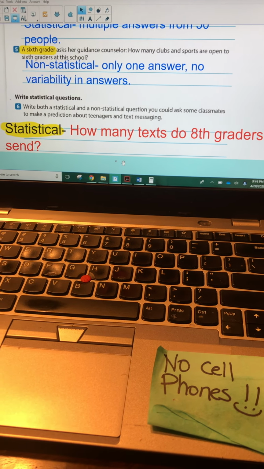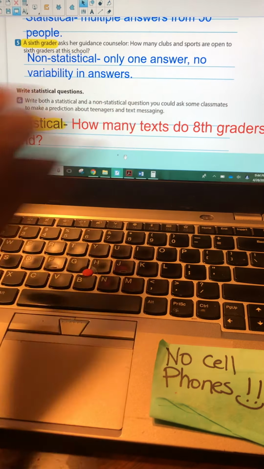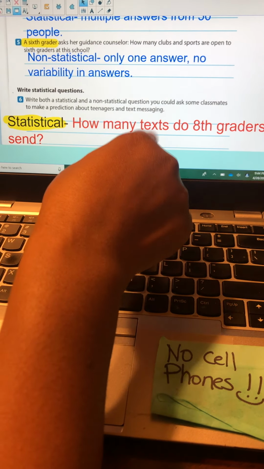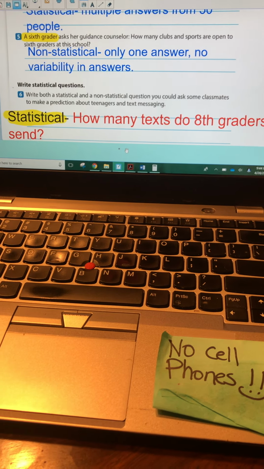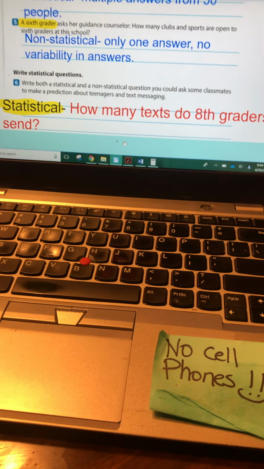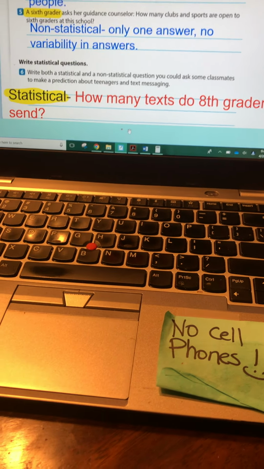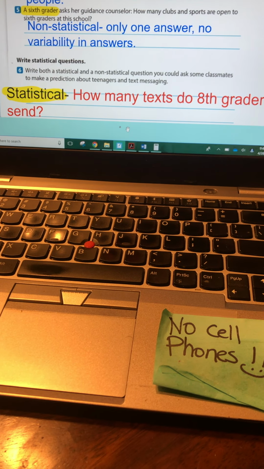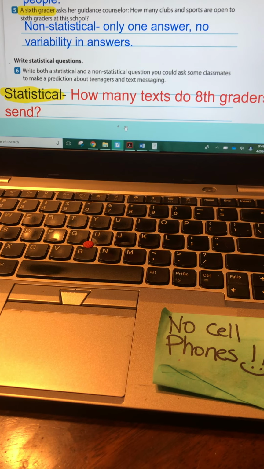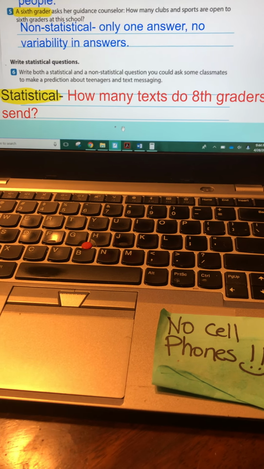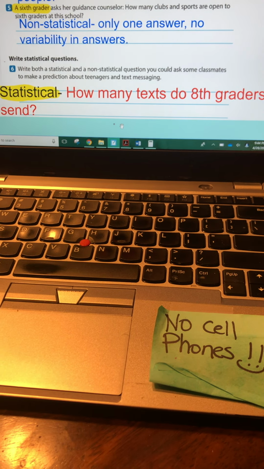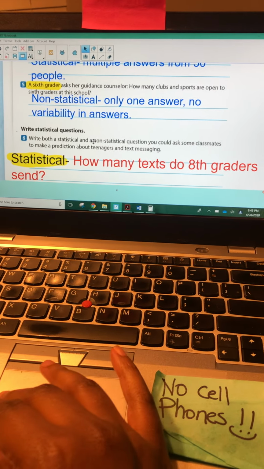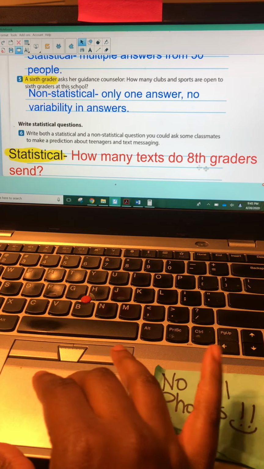I said, well, if I'm talking about this context with teenagers and text messaging, I could say, how many texts do 8th graders send? Okay, and think about Hankins Middle School. We have like 250 8th graders. So if we ask all the 8th graders, that's 250 answers. And remember, if you get more than one answer, it is statistical. Okay, does that make sense? I sure hope so. All right, so now they also wanted a non-statistical question.